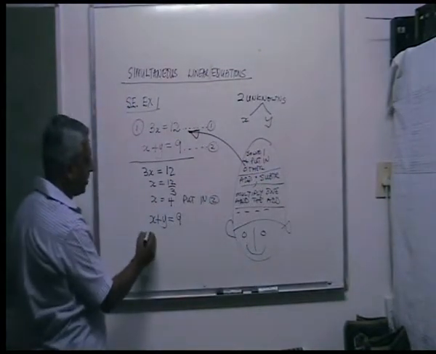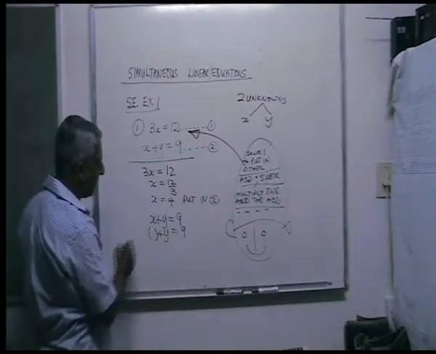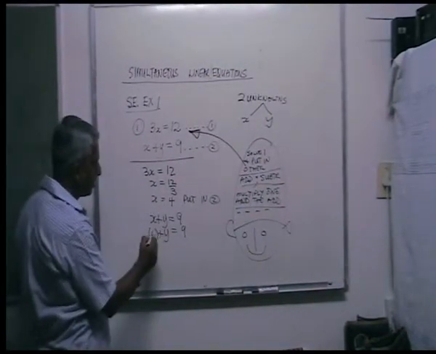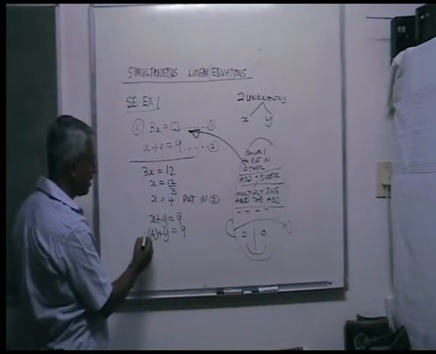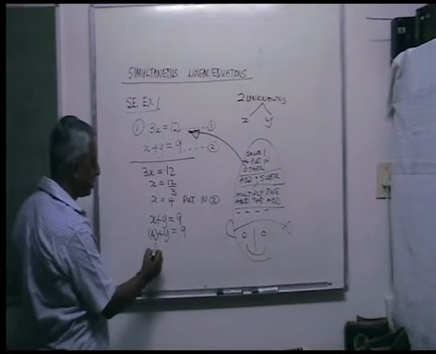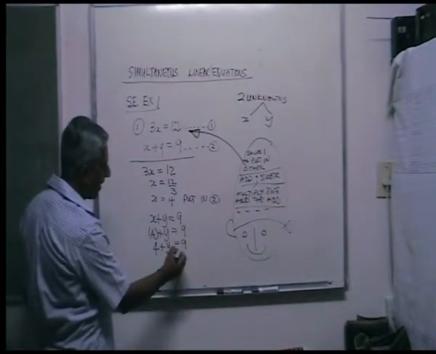Now x, so I'm going to put it where there is x. So x plus y is equal to 9. So what is x? X is 4. So now I remove the bracket. Plus 1 is understood here. 1 times 4 is 4 plus y is equal to 9.